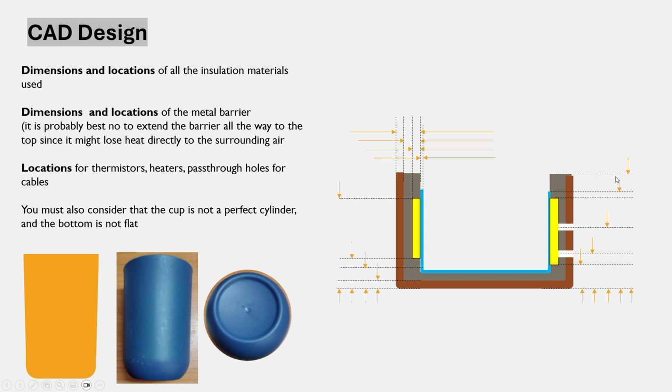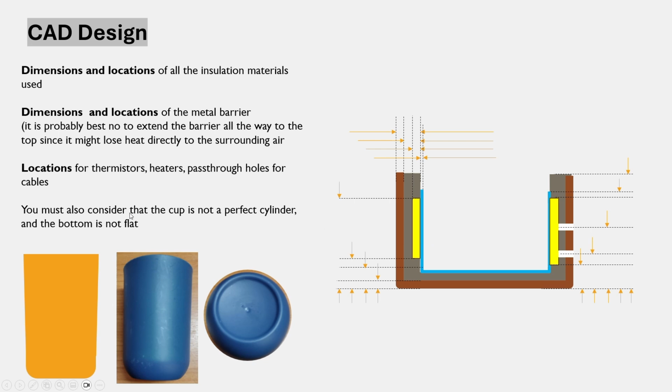So how do you want to give those dimensions? That's another example of dimensions. And the locations for thermistors and heaters. In this case, I am probably going to place the thermistors and heaters in this yellow insulated area, and the yellow insulation probably could be a flexible insulation, and I'll get into more details in the coming few slides. Also the location of the holes through which the wires connect to the thermistor and heaters, things like that.